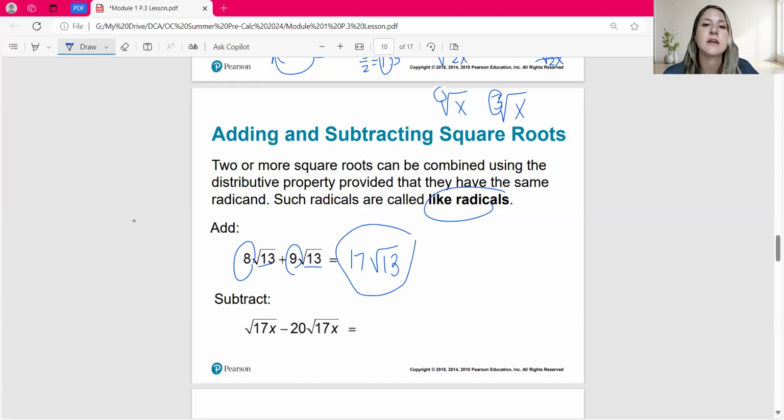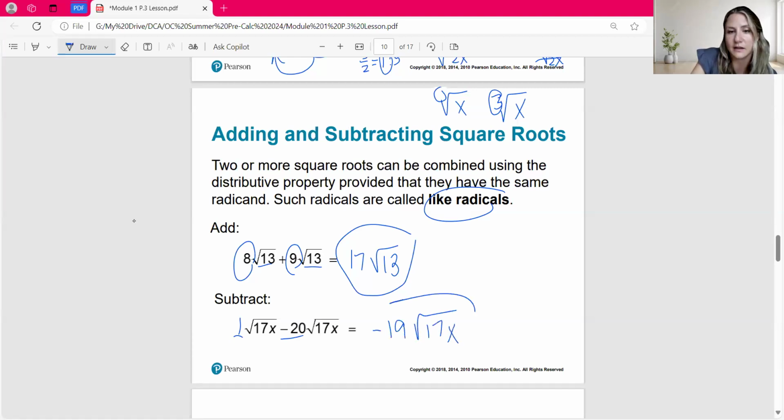To subtract, I can subtract these terms because they both have the square root of 17x under the radical. And so I know that this is a 1 times square root of 17x minus 20 times the square root of 17x. And we can subtract this 1 minus 20. That's going to give me negative 19 times the square root of 17x. And that would be my fully simplified form.